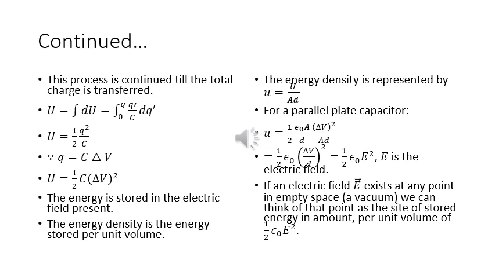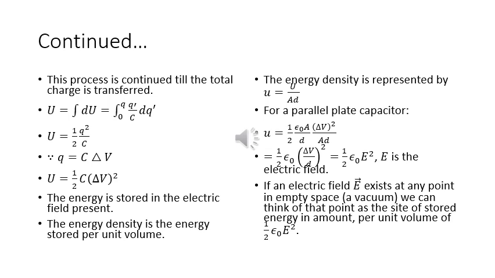The energy is stored in the electric field present. The energy density is the energy stored per unit volume. The energy density here is represented by small u equal to capital U upon AD. For a parallel plate capacitor, small u is equal to half epsilon naught A upon D delta V whole square by AD, which is equal to half epsilon naught delta V by D whole square, which is equal to half epsilon naught E square, where E is the electric field.